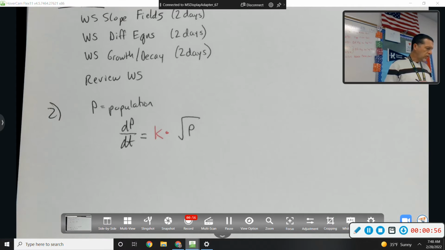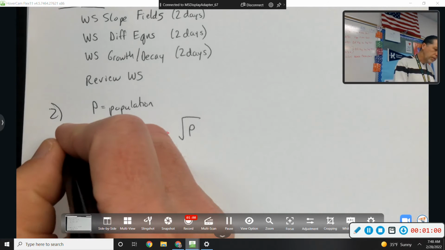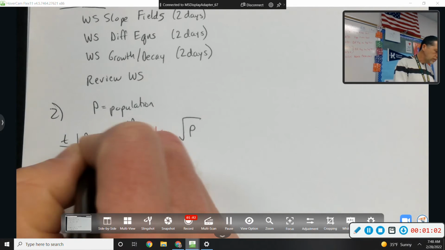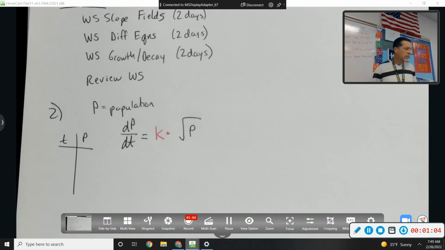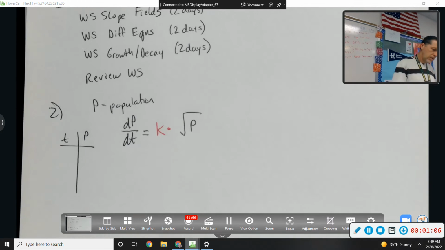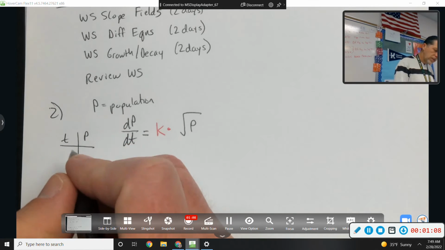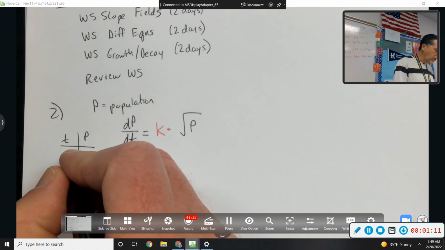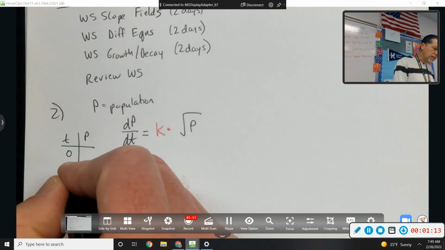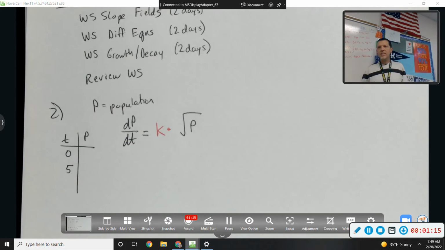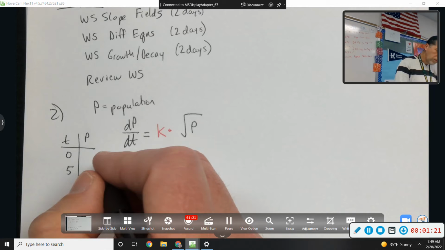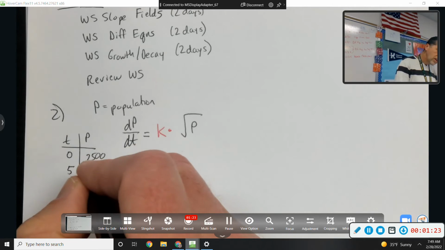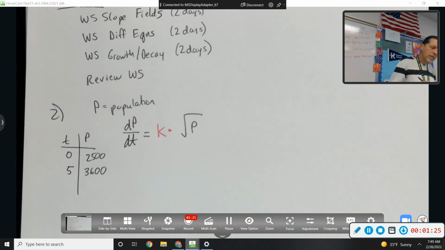If the population goes from 2,500 to 3,600 in 5 years, what is the population at the end of t years? So it doesn't really tell us what years those are, but probably easiest to go 0 to 5 on that, rather than 1 to 6 or 2 to 7 or something weird. It goes from 2,500 to 3,600.